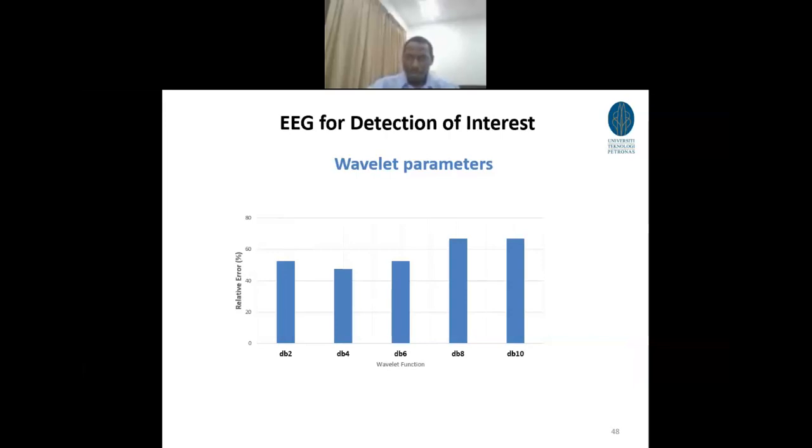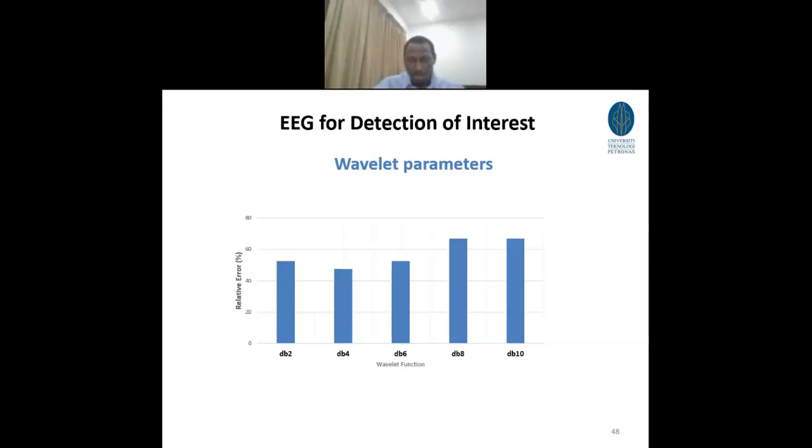Okay, and then the next one was about the wavelet parameters. So this is just a few of them in terms of relative error. So you see W is 2, W is 4 for those who are somehow used. But these are just different types of wavelets. And the particularity will be in the mother wavelet that is used.